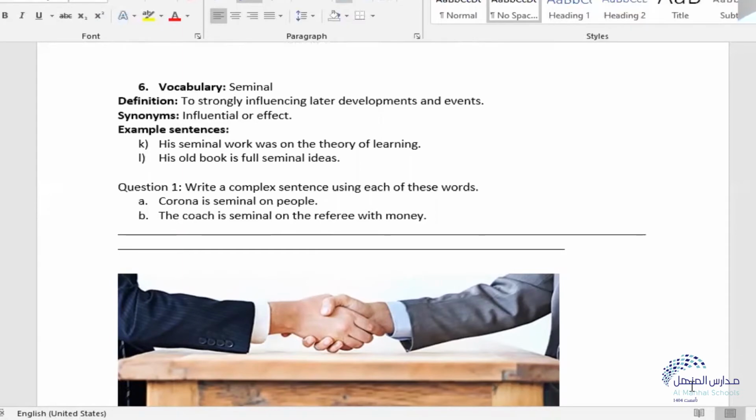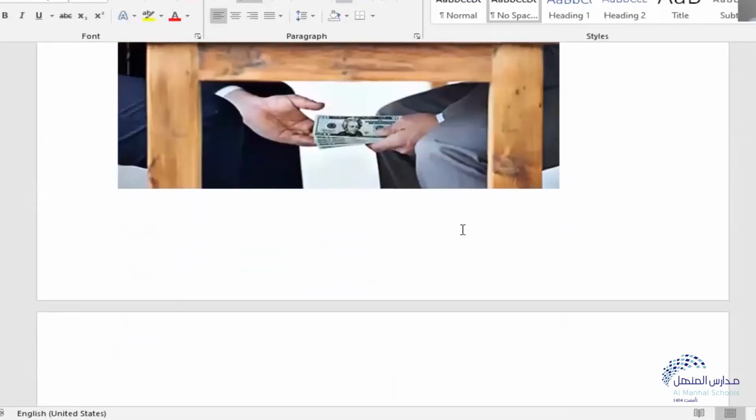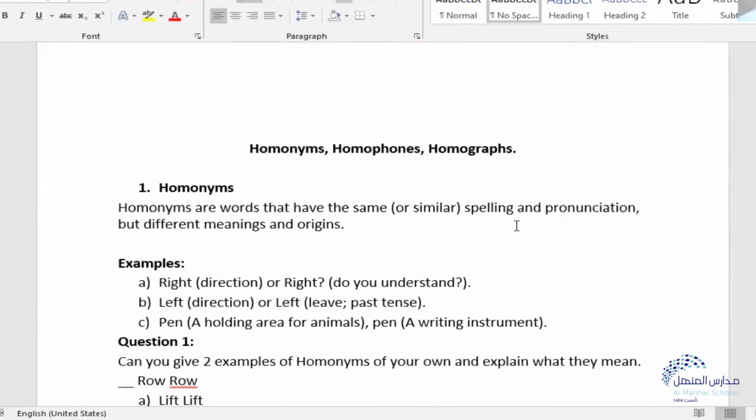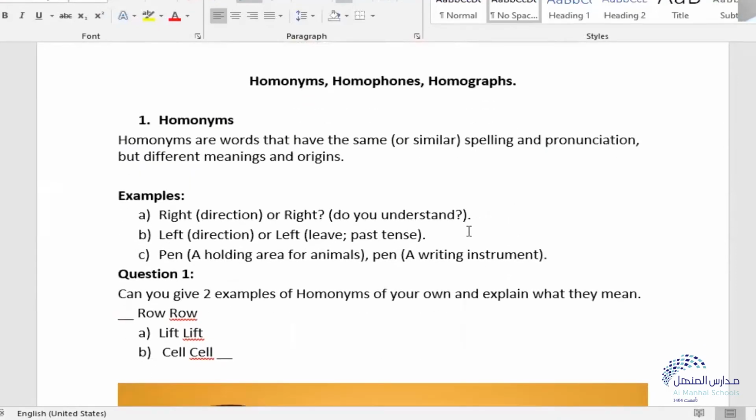The last one was seminal. This one was a little bit more difficult, but again, a complex sentence using the word, and the students answered: "The coronavirus is seminal on the people," meaning coronavirus has an effect on the people, and "The coach is seminal on the referee with money." So the coach used money to influence the referee. And that's it for the vocabulary. I'd like us to go into the grammar.